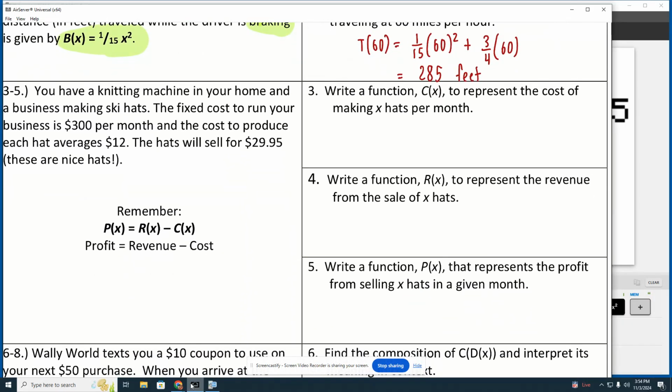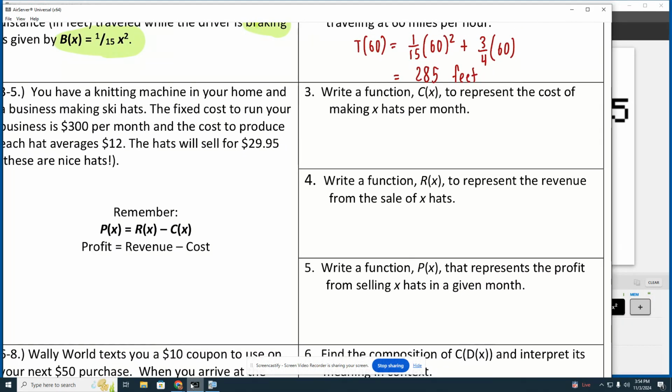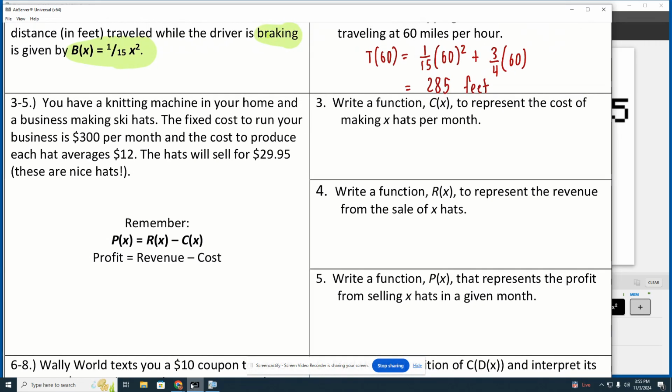The next two questions, 3 through 5 and 6 through 8, those were almost identical to what we had done in the previous problems. So first of all, if you read this problem, it tells me the fixed cost. Let's look at it together. The fixed cost to run my business is $300 per month, and the cost to produce each of the hats is $12. And then it says, different concept here, the hats will sell for $29.95. So first of all, let's start with that red. The red is the cost. That's the cost of this business that he's running here.